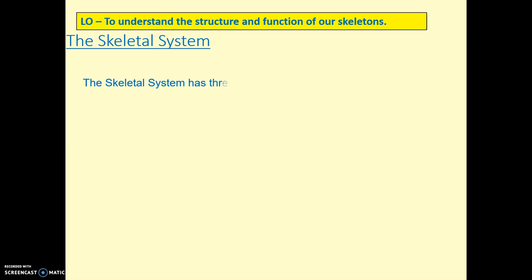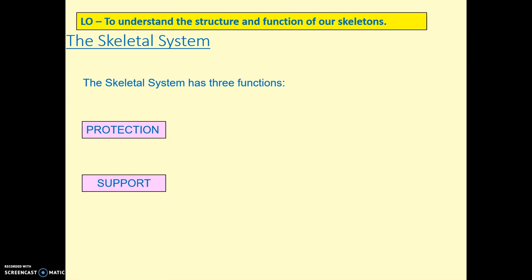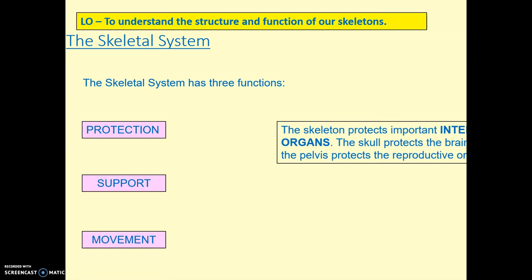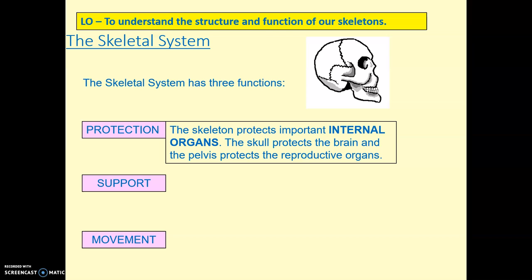Okay, so the skeletal system, your skeleton, has 3 different functions: protection, support, and movement. So the skeleton protects our important internal organs. The skull protects the brain, and the pelvis protects the reproductive organs. Ribs protect the lungs and the heart as well.